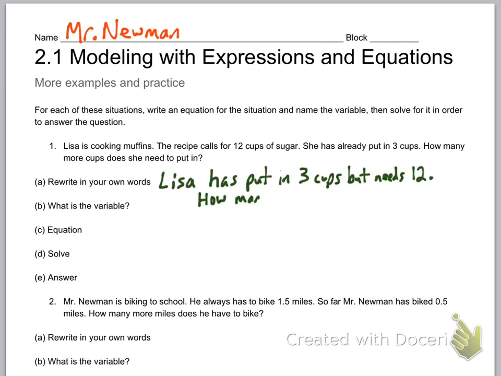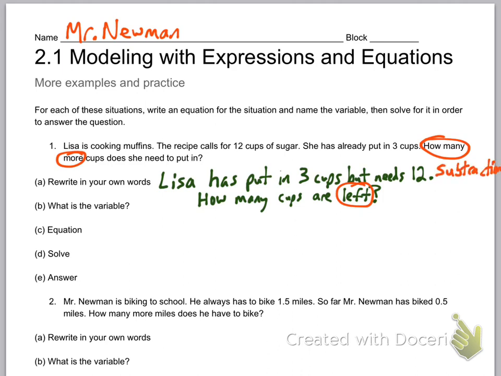So let's read this. Lisa's cooking muffins. The recipe calls for 12 cups of sugar. She already has put in 3 cups. How many more cups does she need to put in? Again, I really want you to rewrite this in your own words. It doesn't have to be exactly like mine, but in this case, I thought, hey, Lisa's put in 3 cups but needs 12, keeping it short and sweet. And how many cups are left? I like this because the word left, just like the words how many more, also means subtraction.